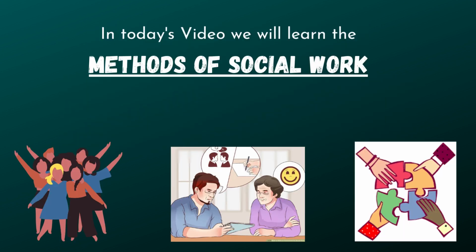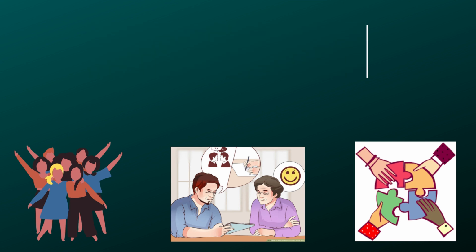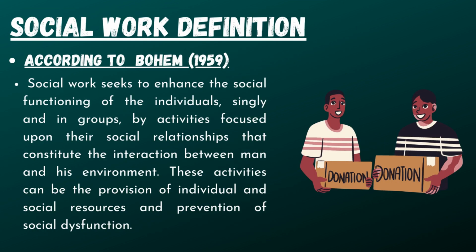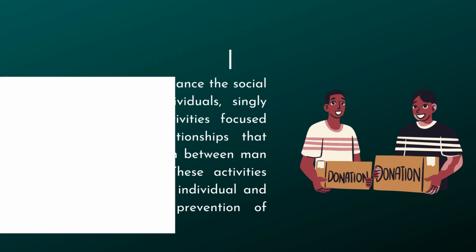In today's video we will learn methods of social work. Social work definition. According to Boehm, social work seeks to enhance the social functioning of the individuals, singly and in groups, by activities focused upon their social relationships that constitute the interaction between man and his environment. These activities can be the provision of individual and social resources and prevention of social dysfunction.